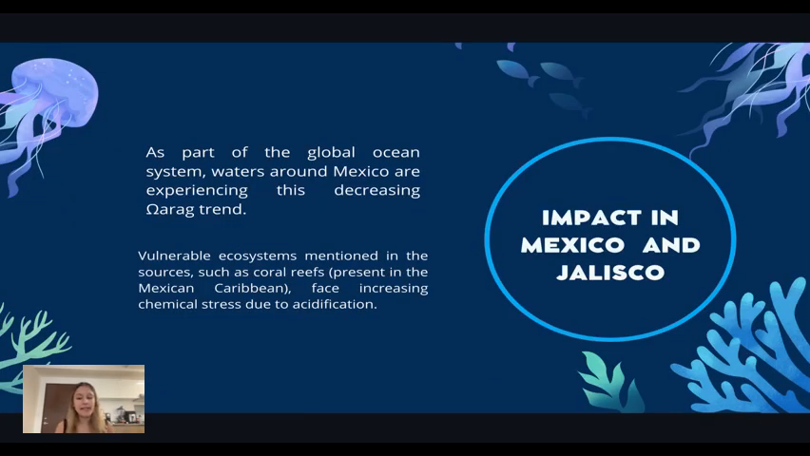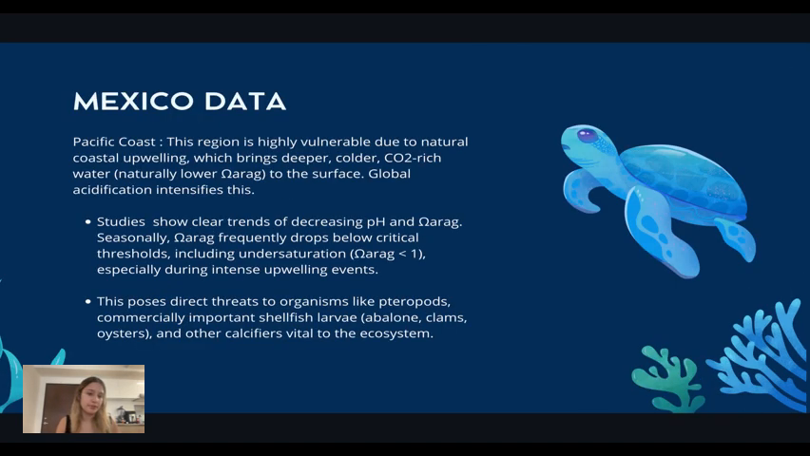What is the impact in Mexico and Jalisco? As we know, Mexico has the Caribbean Sea, and as part of the global ocean system, waters around Mexico are experiencing this decreasing aragonite trend. The vulnerable ecosystems mentioned in the sources I was telling you about, such as the coral reefs in the Mexican Caribbean, face increasing chemical stress due to acidification. The Mexican Pacific coast.